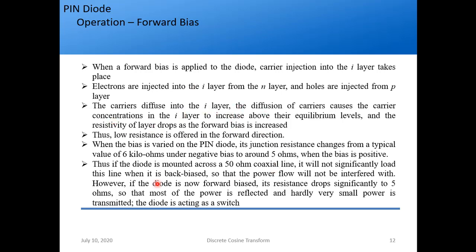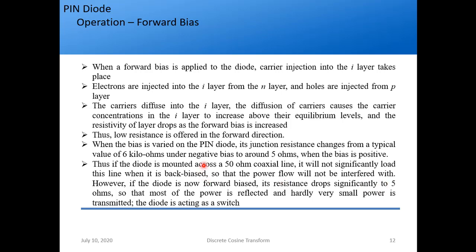So as you saw, this is essentially used as a switch. We took the example of a coaxial cable. If we have a 50 ohm coaxial cable, it will not significantly load this line when it is back biased, because the diode is not working. But when it is forward biased, the current starts flowing and the resistance is reduced to around 5 ohms. So 5 in parallel with 50 will obviously have a resistance of around 5 ohms, because in a parallel combination the answer is always nearer to the lower value.